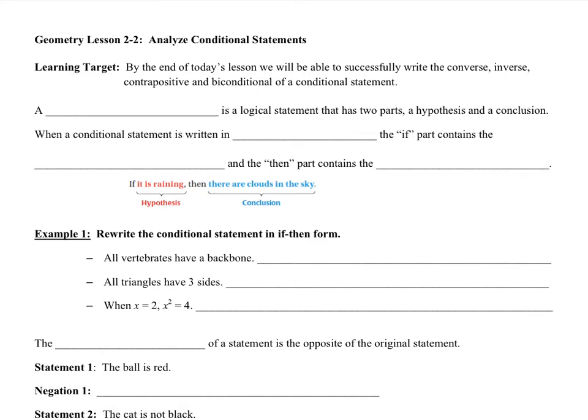2.2. Analyze conditional statements. By the end of today's lesson, we will be able to successfully write the converse, inverse, contrapositive, and biconditional of a conditional statement.